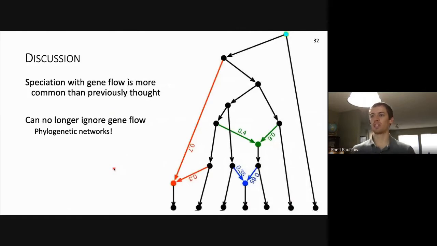Overall, I hope I showed you that speciation with gene flow is a lot more common than we previously thought. We can no longer really rely on these strictly bifurcating trees. We know that gene flow is occurring throughout the evolutionary history of lineages. And the drivers of divergence may not only be allopatry, but there may be selection pressures that actually drive divergence as well. So hopefully we start to move away from these bifurcating phylogenies, and we start to focus a lot more on the idea of phylogenetic networks.